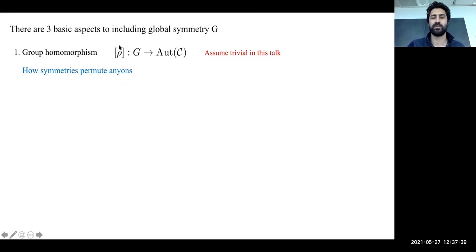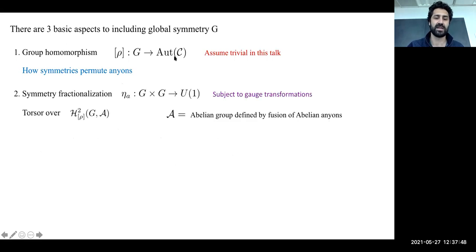First is you need the group homomorphism from G into the autoequivalences of the modular tensor category that tells you how symmetries permute anyons. In this talk, I'm going to assume this is trivial. Then there's symmetry fractionalization. This is basically specified by this kind of a map for every anyon, but this map is not actually gauge invariant, so it's subject to some gauge transformations. And the different symmetry fractionalization classes are related to each other by elements of the second group cohomology that showed up in Mike Hermele's talk just now.